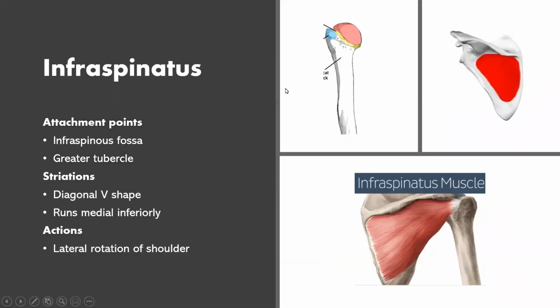So the infraspinatus muscle, here's the location of it. Its attachment points are the infraspinous fossa, which can be seen right here on the scapula. This is the outside. And then we have the greater tubercle, very similar to the supraspinatus muscle. The striations, unlike the supraspinatus muscle, actually run in a diagonal V shape, and run medially inferiorly. So the more medial we get, the closer we move to the center point, it can actually be seen that it moves more inferior. So the action of this muscle is lateral rotation of the shoulder. And I will again show you later why in a later representation.